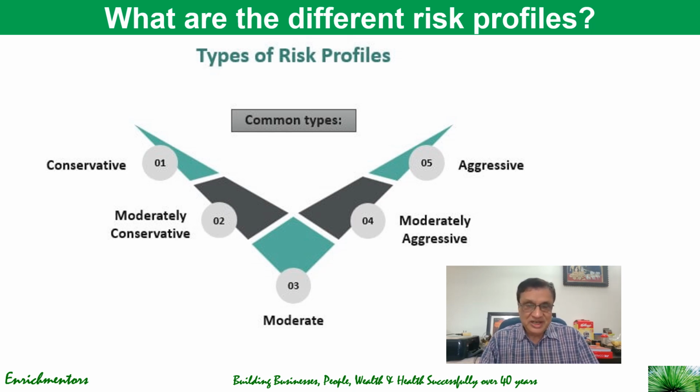Then there is moderately conservative, which means you want to take some risk, but you still want to be conservative. And then there is moderate risk, which is neither conservative nor aggressive. Then on the extreme side, there are aggressive risk and moderately aggressive risk. So these are the five types of risk profiles that are used in the industry we are talking about.